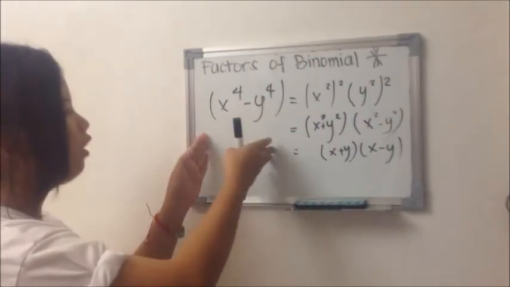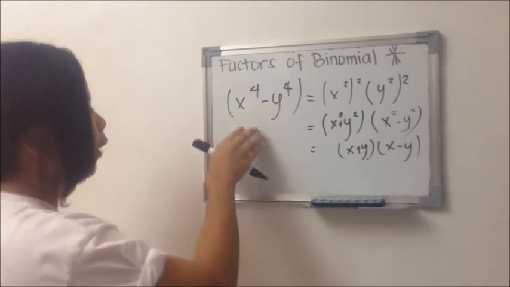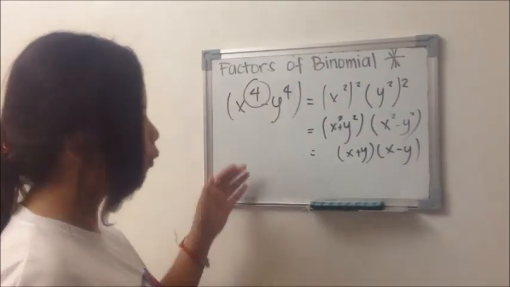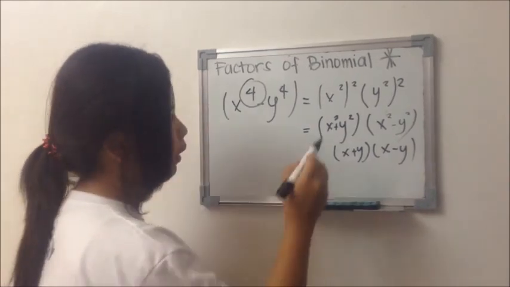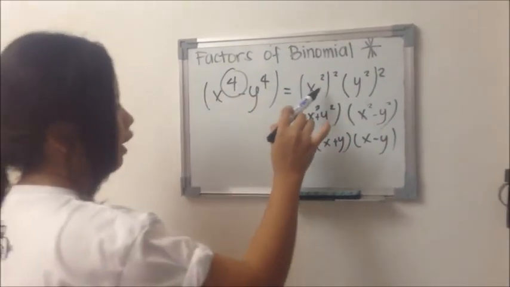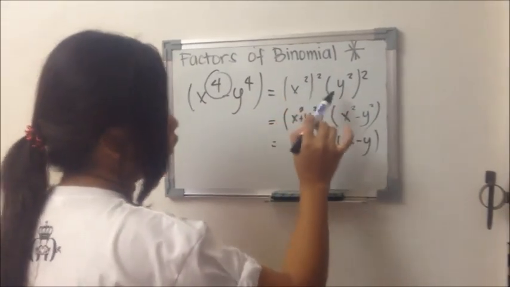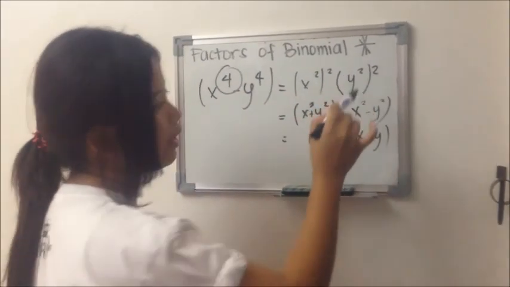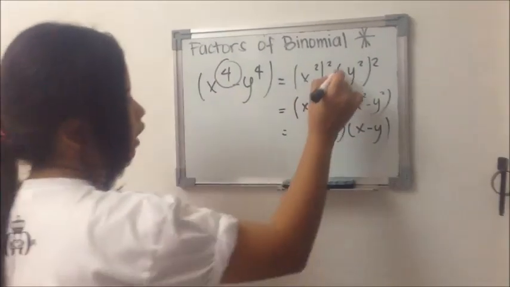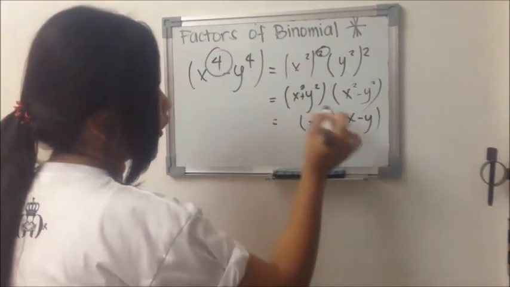Our next example is x to the fourth power minus y to the fourth power. As you can see, our example is having fourth power. So before we're going to factor it, we need to have it in the second power. So its factor is x to the second power times 2, so thus y to the second power minus 2. Now, it's having second power, so we can factor it.